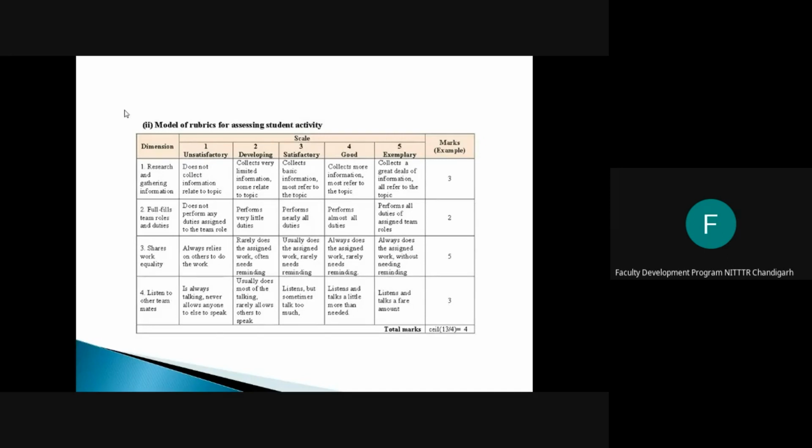In the dimension of fulfilling the team role and duties, the student is developing, so the marks are 2. Shares the work equally, so there the performance is exemplary, and you are giving 5 marks. And in the last dimension, listening to other team members, the student performance is good, and therefore the student is getting 4 marks. So 3 plus 2 plus 5 plus 4, divided by 4. So that means 3.5, something like that. And if you want to round it, you can say it 4.